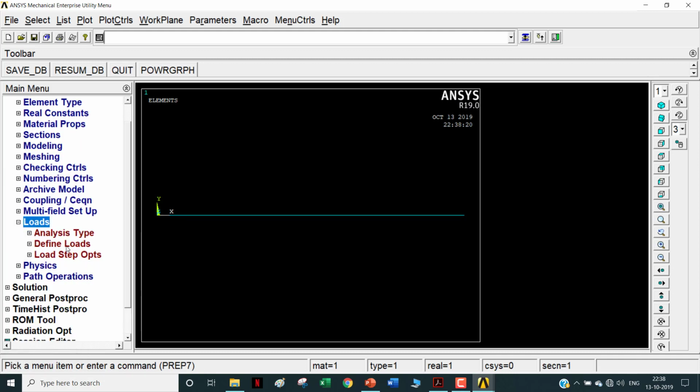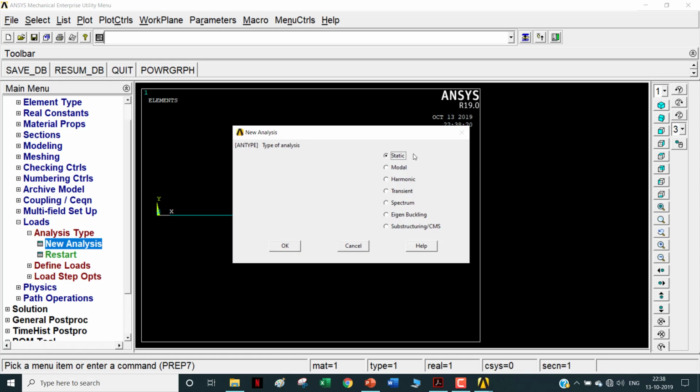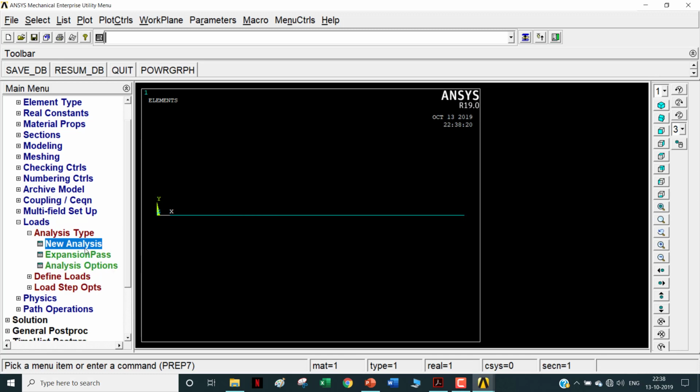So now I have to go for loads. But instead of applying the loads directly, I have to change the analysis type first. So go to analysis type, new analysis. From static, change it to modal analysis. Click on OK. Once you click on OK, you can find that this option gets changed.